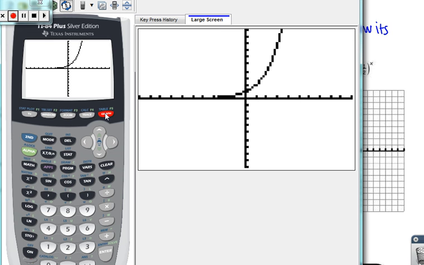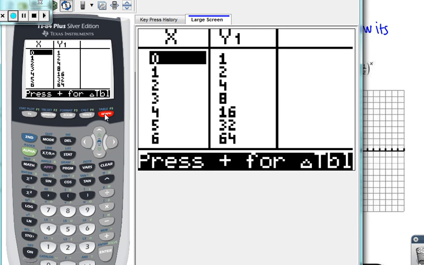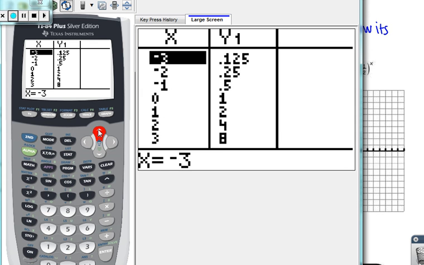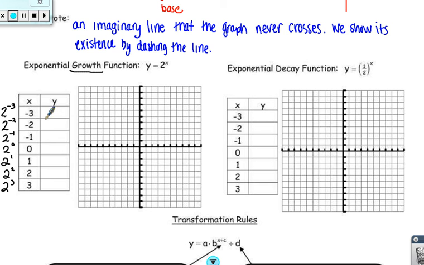Right above the graph button where it says table in blue, if you hit second graph, it'll take you to the table. And you can go up and down in the table and write down your values and then plot those points. So I need a table from -3 to 3. If I write that on my paper, I have 0.125, 0.25, 0.5, anything to the 0 is 1, 2 to the first is 2, 2 squared is 4, 2 to the third is 8.